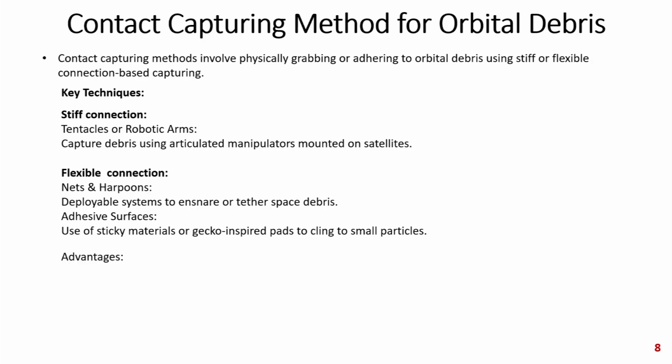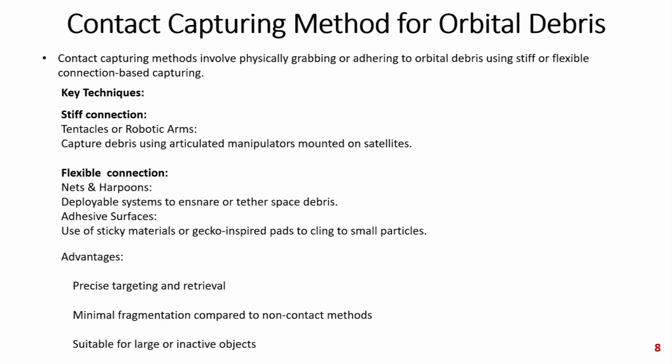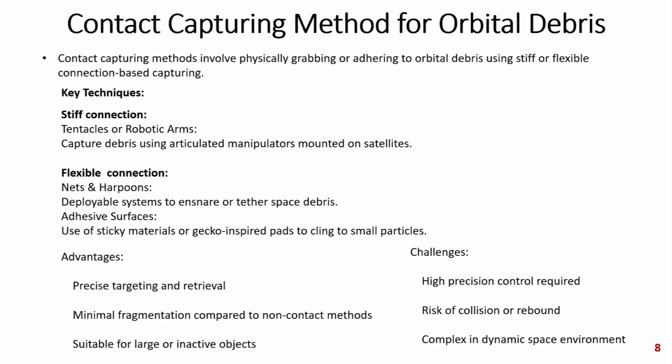What are the advantages of these contact capturing methods? The advantage is precise targeting and retrieval, and minimal fragmentation compared to non-contact methods, suitable for large or inactive objects. What are the challenges? High precision control is required, and there are risks of collisions or rebounds, and complexity in the dynamic space environment, because the target is not a controlled one, its movement is uncontrolled, so controlling the orbital dynamics becomes very challenging.